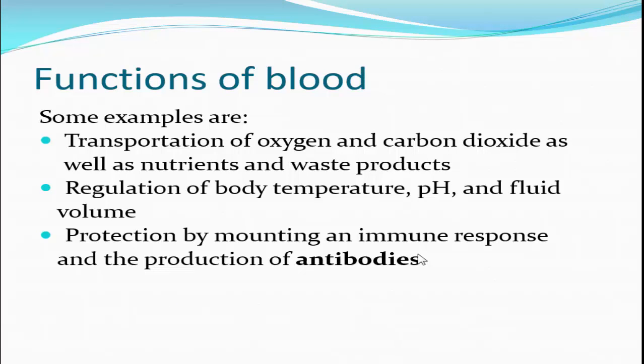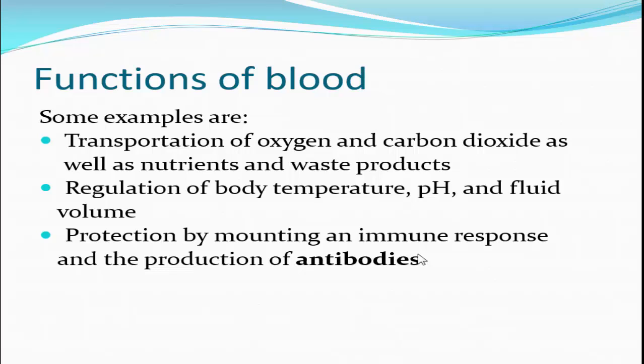So first we're going to talk about the functions of blood. As you know, blood makes up a large amount of our body. Inside blood, we have a whole bunch of different structures which we'll get into specifically for the anatomy of blood. But overall, the functions of blood are transportation of oxygen and carbon dioxide as well as nutrients and waste products. When this all happens, it's going to help us regulate our body temperature, our pH, and our fluid volume. It's also going to protect by mounting an immune response and production of antibodies. And we'll get back to some of these later throughout the presentation.